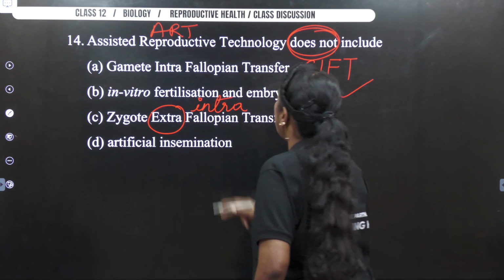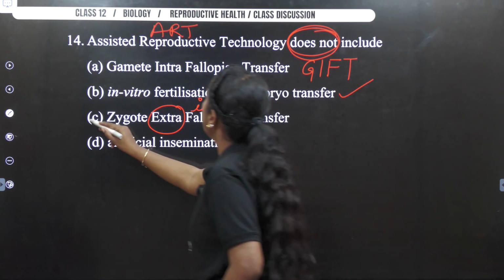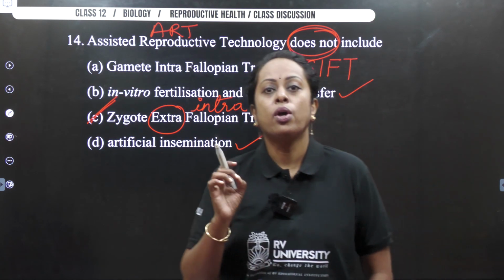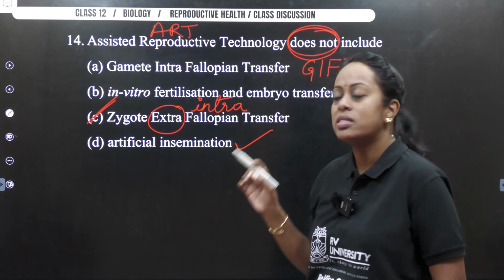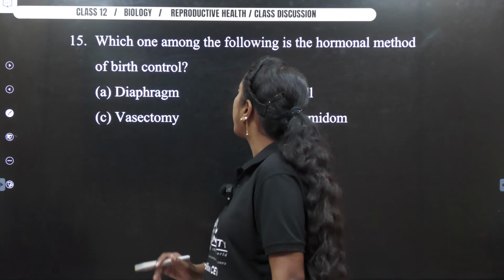Intrafallopian transfer, it is given as extra. Artificial insemination does happen. So thereby our answer is option C for this question. Go ahead, mark your option as option C. Now with this, let's see what's our next question.